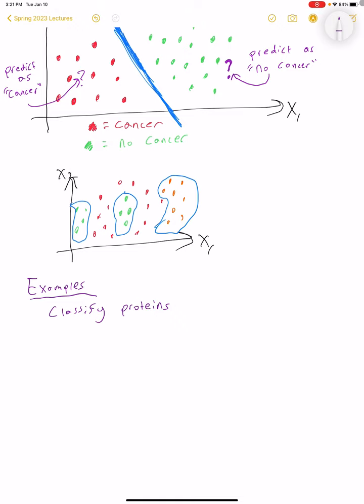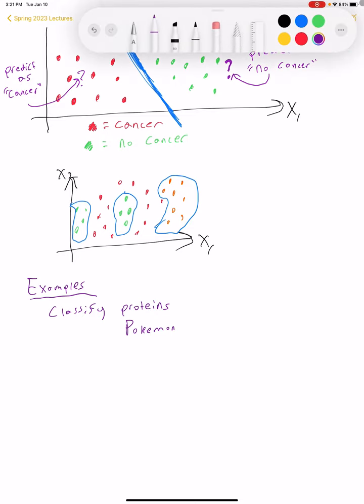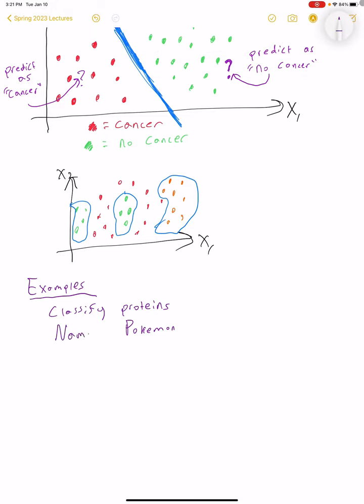Fire Pokemon versus water Pokemon. Nice, yes. Let's say name the Pokemon from an image of the Pokemon. Very doable in machine learning. We'll learn how to do that in this class.